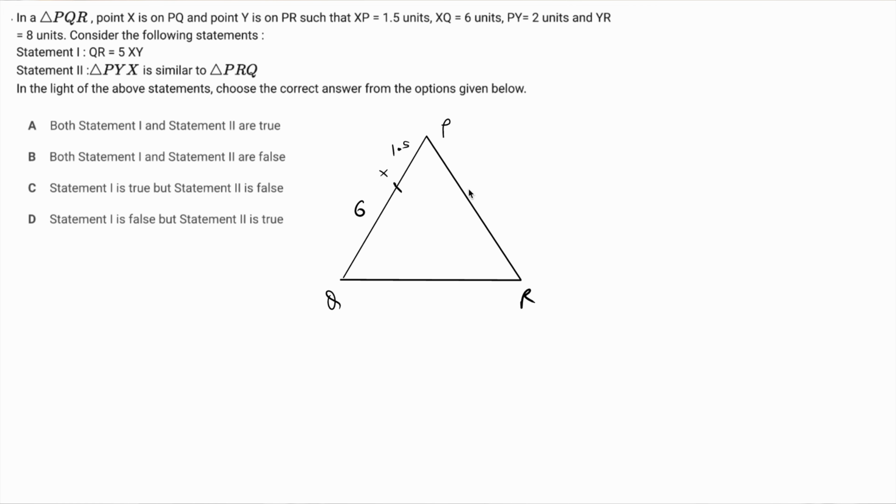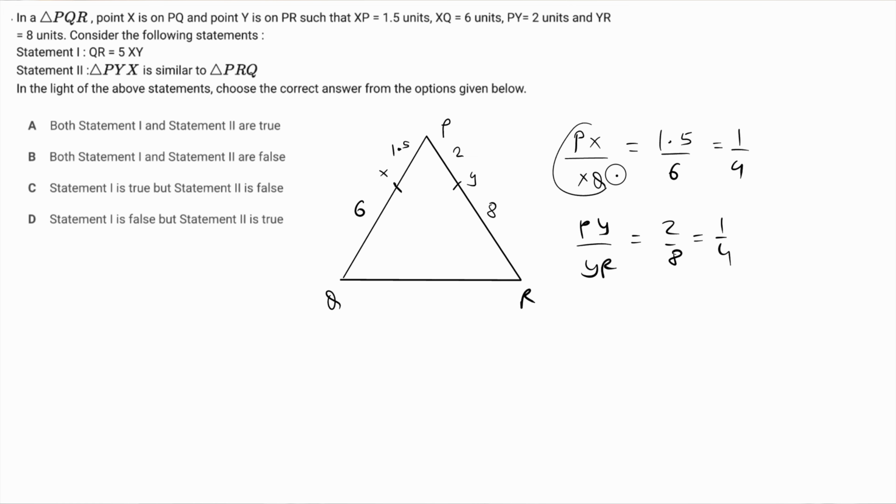And there is a point Y on PR, right? They're saying there's a point Y on PR, so that PY is equal to 2 and YR is equal to 8. Okay. Now I want you to notice something very, very important, guys. If you notice, PX upon XQ is 1.5 upon 6, that is 1 by 4. Same way, PY upon YR is 2 by 8, which is again 1 by 4. PX upon XQ is same as PY upon YR.